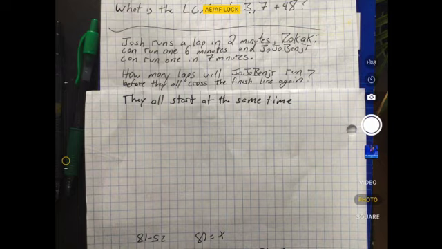And believe it or not, this is actually a lowest common multiple problem. Like I told you, they often try to trick you and hide information. They could have asked this problem exactly like the last problem we did, what is the lowest common multiple?